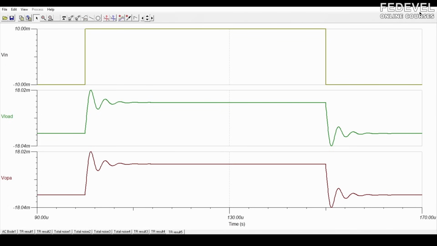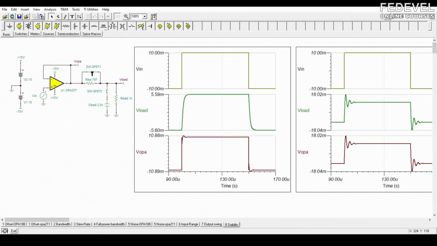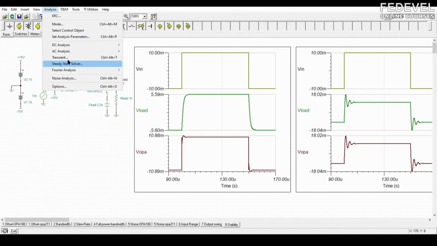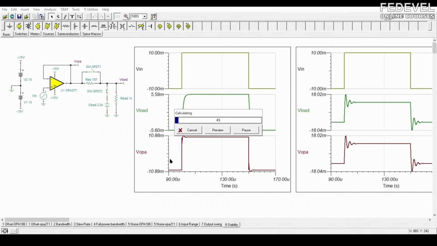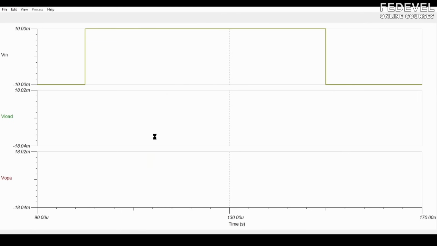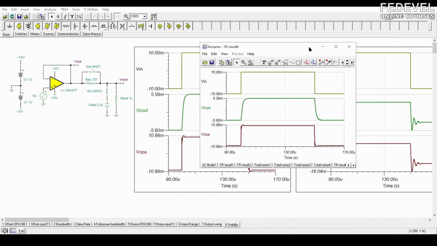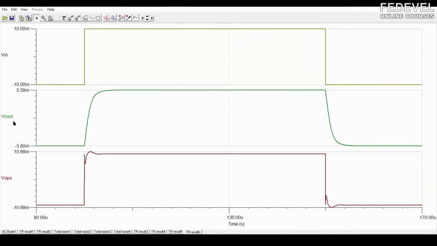So if I then open this switch and I do the same analysis, and so now we have the isolation resistor, you can see that the load signal has this capacitive exponential rise and fall time, but the output of the op amp is really what you look at when you're checking stability. It has a tiny bit of overshoot, but then settles out very quickly.